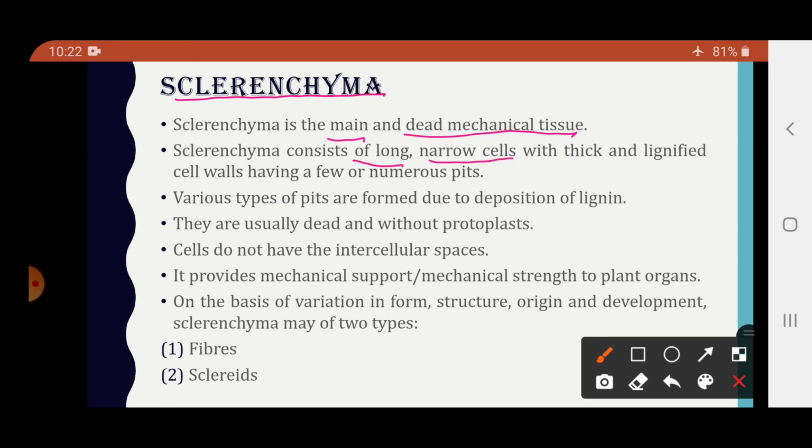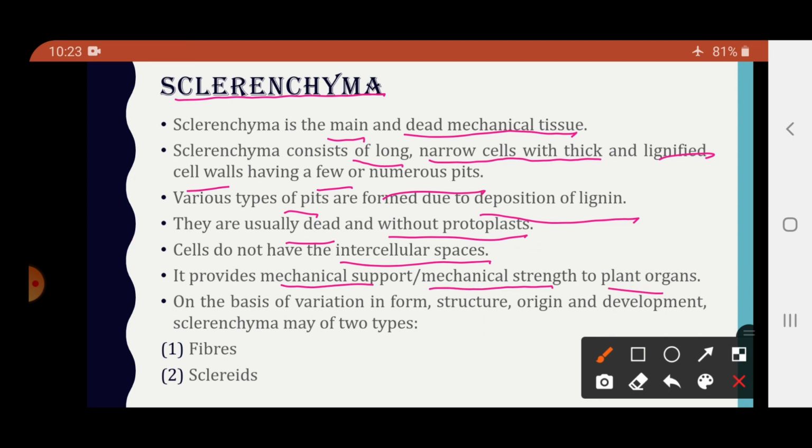Sclerenchyma consists of long, narrow cells with thick and lignified cell wall having few or numerous pits. Now see students, I told you that cells of the sclerenchyma are dead. क्यों dead हैं? So इनमें deposition है lignin का. It contains the deposition of lignin. Lignin is a chemical and lignin की वजह से ये cells कैसे हो जाते हैं? Dead. Now ये lignin का deposition sometimes it forms the pit. The deposition of the lignins may leave the pits or may form the pits. Various types of the pits are formed due to the deposition of lignins. The cells are dead and without the protoplasm. They do not have the intercellular spaces. It means the cells are compactly arranged. It provides the mechanical support or mechanical strength to the plant organs.